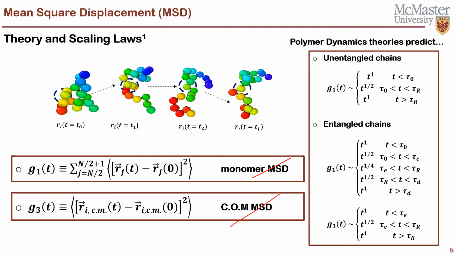For unentangled chains, polymer theories predict that g1(t) will scale as t to the power of 1 at early times, t to the 1/2 at intermediate times, and at later times in the diffusive regime it will scale as t to the power of 1. In the entangled regime, however, there's a significant slowing down when the topological constraints kick in, and g1(t) scales as t to the 1/4 in this particular regime. We see a similar scaling for g3(t) as well, where at early times it scales as t to the power of 1, at intermediate times t to the 1/2, and at late times t to the power of 1.